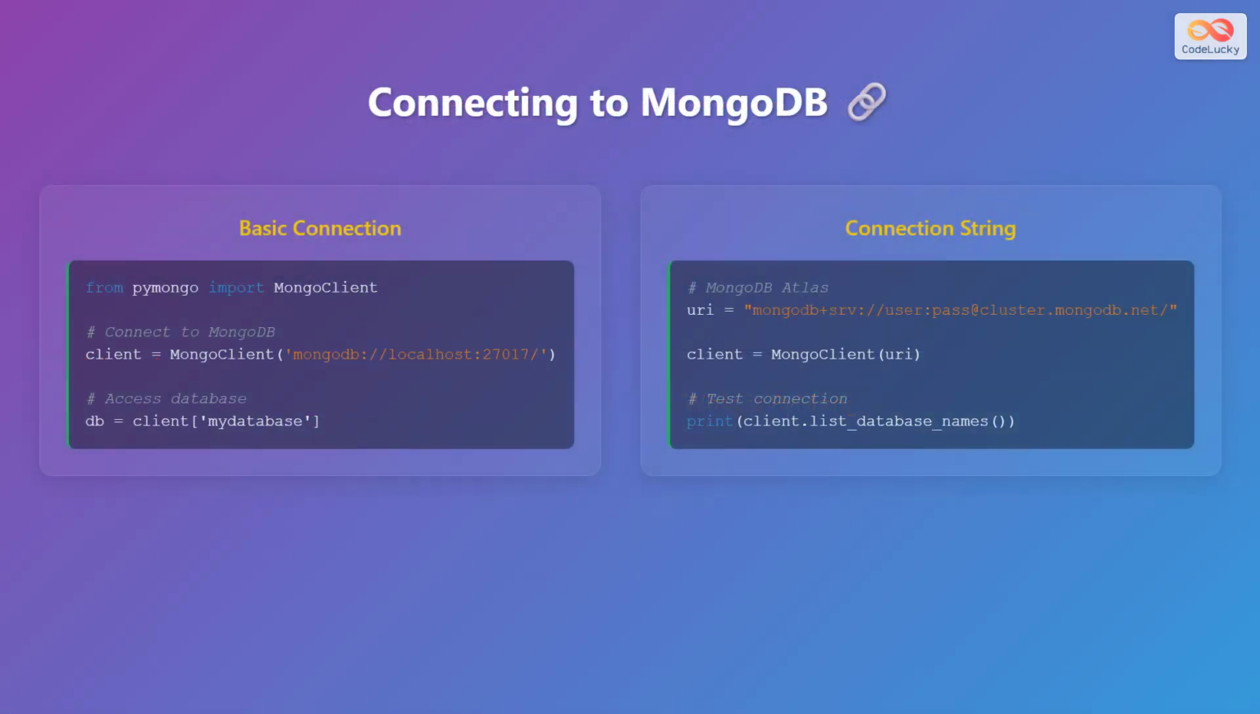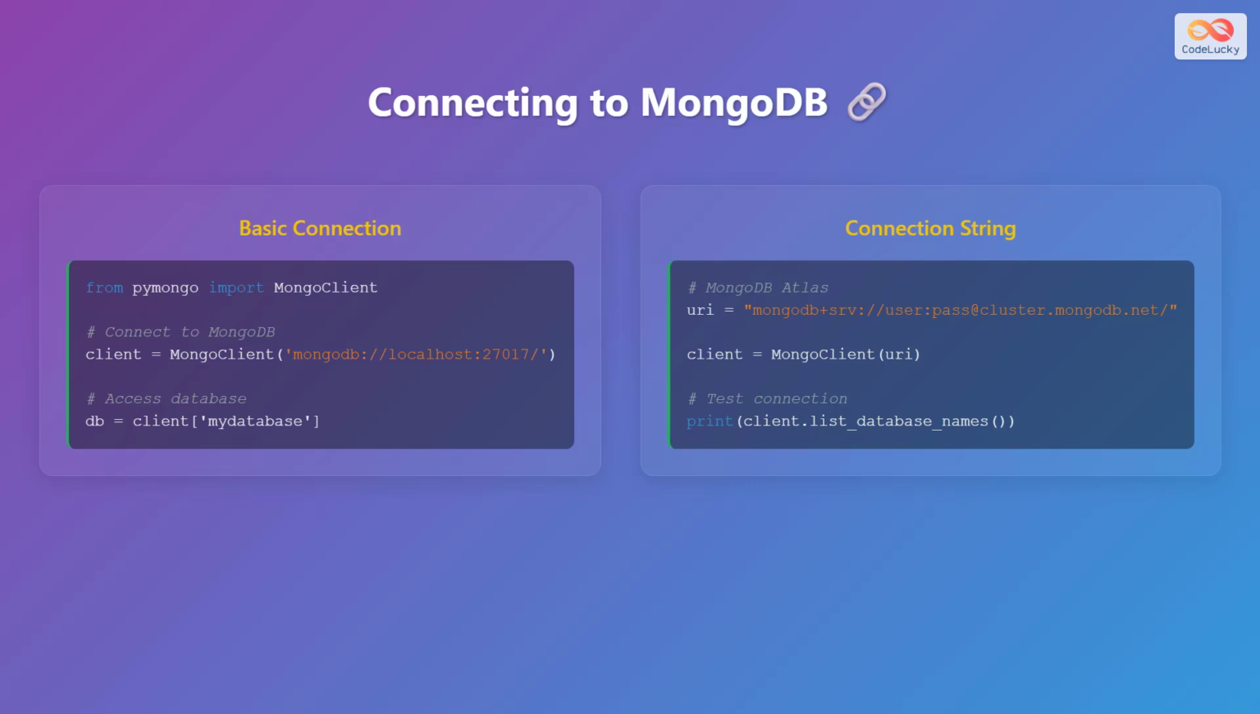Now that we have PyMongo installed, let's see how to connect to a MongoDB database. The most basic way to connect is using the MongoClient class from the PyMongo library. First, you import MongoClient from PyMongo. Then you create an instance of MongoClient, passing in the MongoDB server address. In this example, we are connecting to a local MongoDB instance running on the default port 27017. Finally, you can access a specific database by using bracket notation or dot notation. For example, client, square brackets, my database, or client.mydatabase.